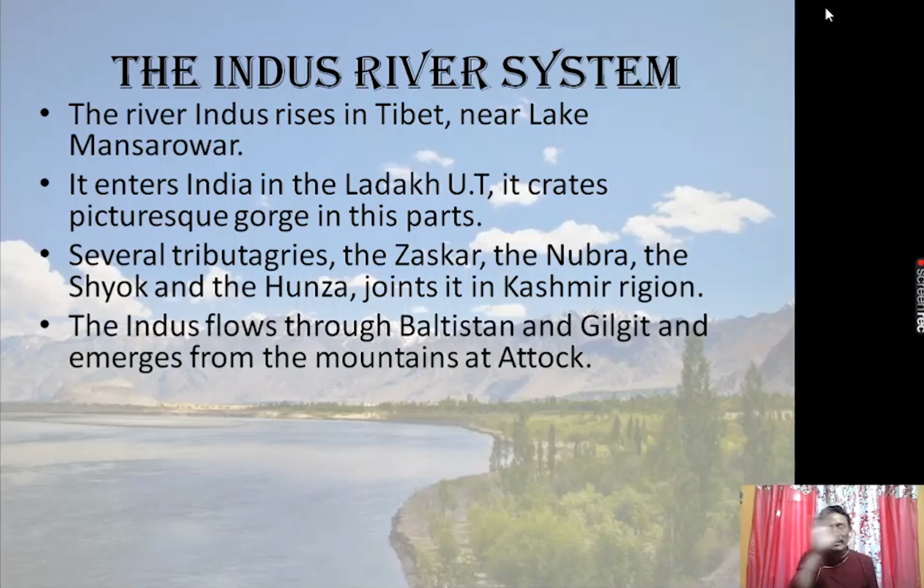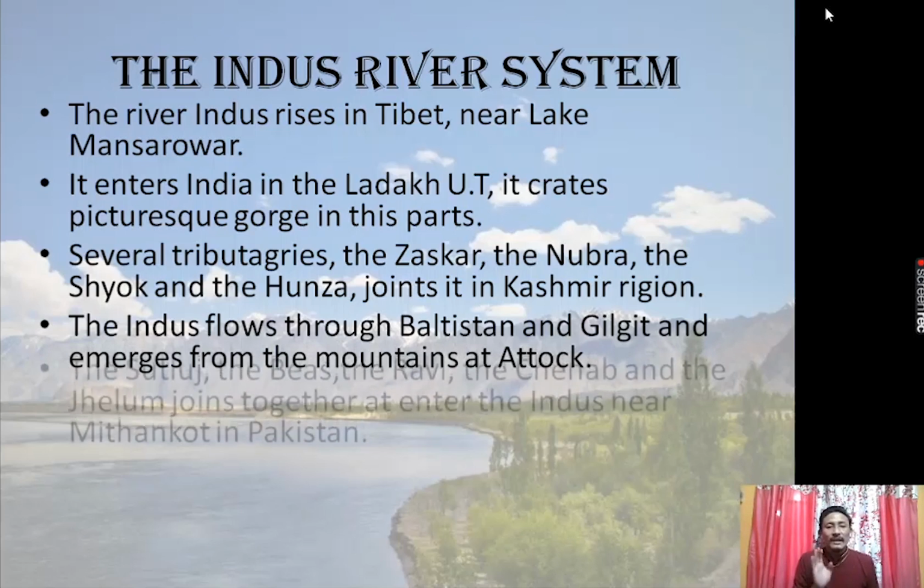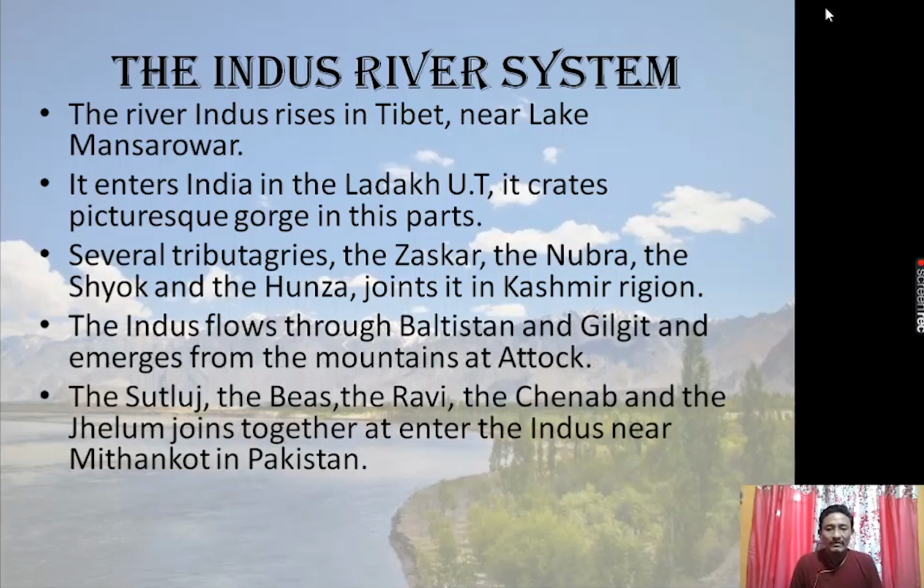So most probably this region lies in northern India. And the Satluj, the Beas, the Ravi, the Chenab, and the Jhelum join together, enter the Indus, right, and meet at Mithankot in Pakistan. So these 5 rivers get connected with the mainstream of the Indus at the point called Mithankot, which is in Pakistan. So as I have already mentioned, the majority of the Indus River's water flows towards Pakistan, right? And we have the Indus Treaty also, right?